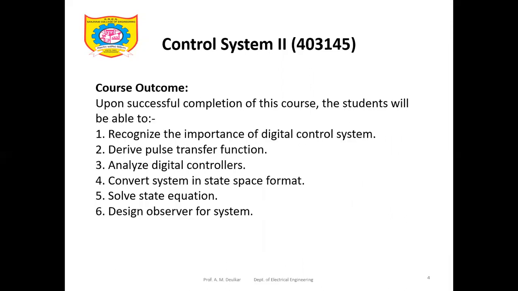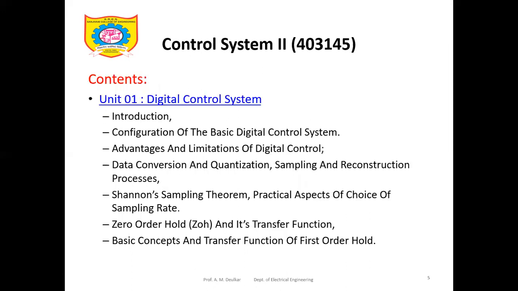Course outcomes we are expecting upon the successful completion of this course, the students will be able to do the following things. First, recognize the importance of digital control system. Second, derive pulse transfer function. Third, analyze digital controllers. Fourth, convert system in state space format. Basically, that is the transfer function to state space format. Fifth, solve state equations. Sixth, design observer for system.